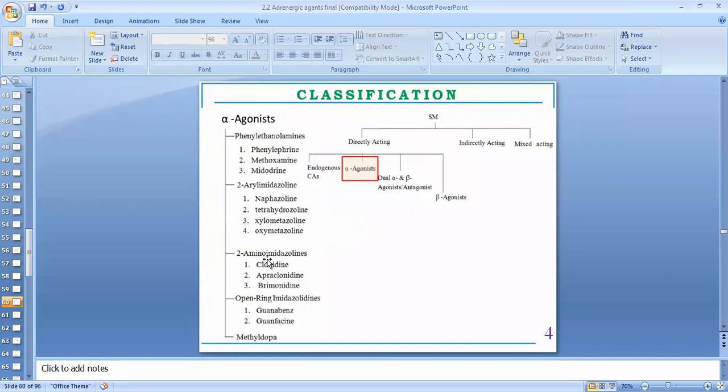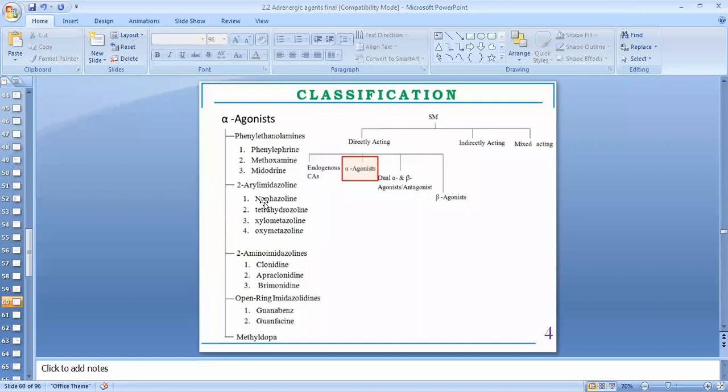Next class is 2-amino imidazolines. See here, we have that time discussed that if they are attached to the aryl groups, the classification of drug is different. And if they are attached to the amino groups, the classification of drug is different. So the amino imidazolines are clonidine, apraclonidine, and brimonidine. Then the next class is open ring imidazolines. Those are guanabenz and guanfacine. And the next and very important class is methyldopa. So these are the classes of drug which are going to show their action by alpha agonists.